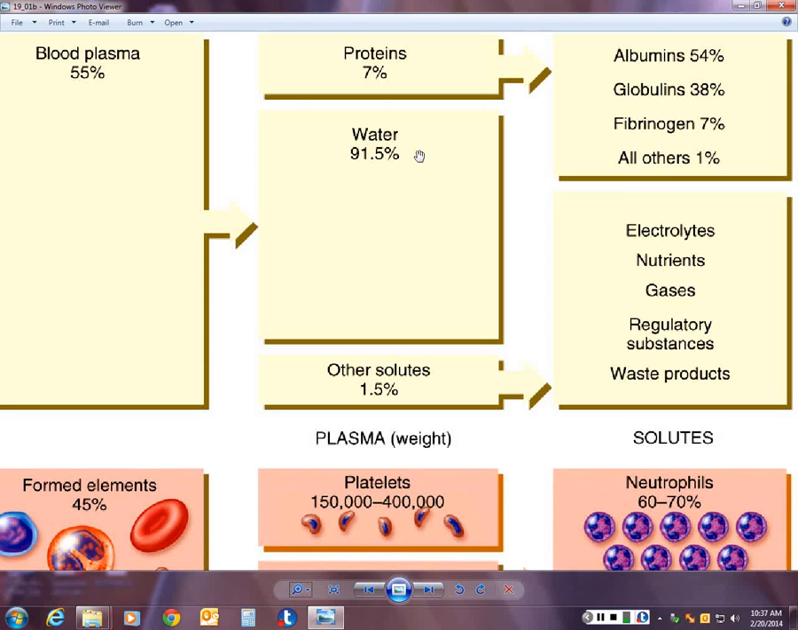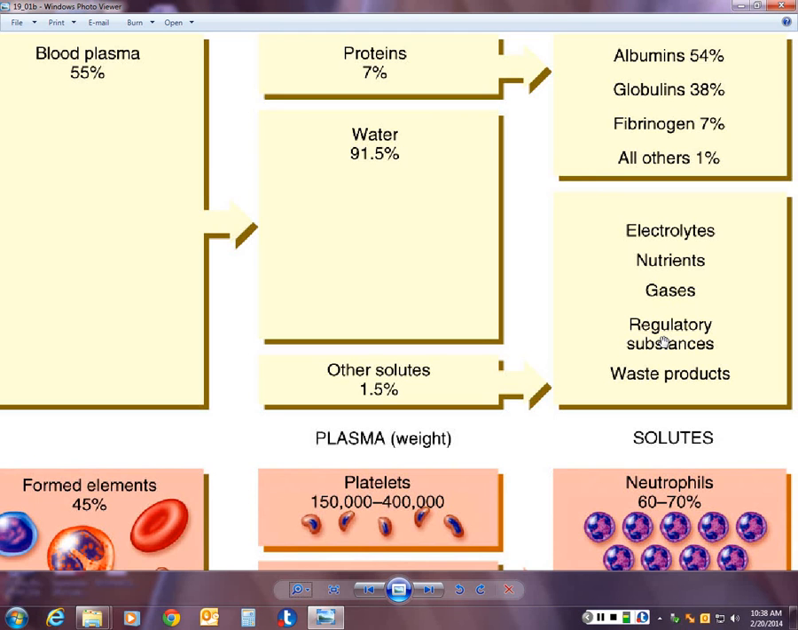But remember, I told you it has a yellow straw color to it. So obviously there's stuff dissolved in plasma that helps give it that yellow straw color. So let's talk about that. I'm going to start down here at this bottom box where it says other solutes. These other solutes are obviously important. And if you look over here to the right hand side, you can see what some of these are. Now for the purposes of your quiz and test, you need to know examples of each one of these categories.